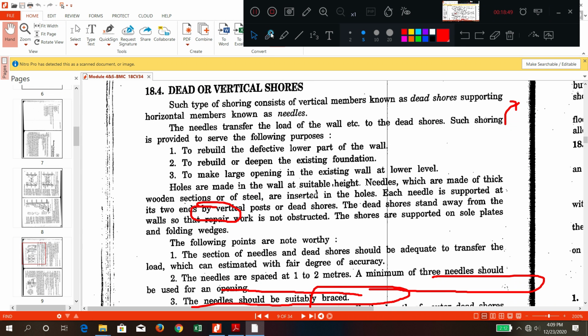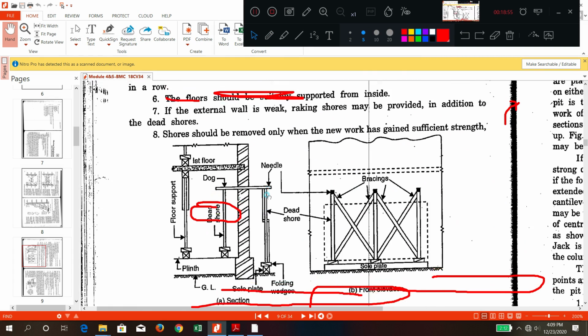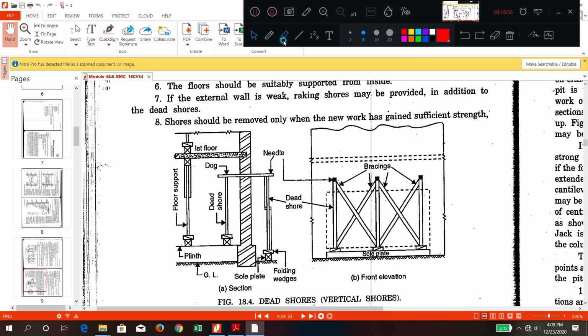The next type of shoring is dead or vertical shores. Can you see this diagram here? There is a cross section of the wall. You want to do some work here. Maybe you want to fix a door or an opening, or you want to extend this foundation. Suppose this wall is not of good quality and you want to reconstruct.